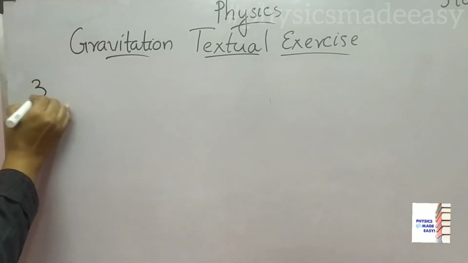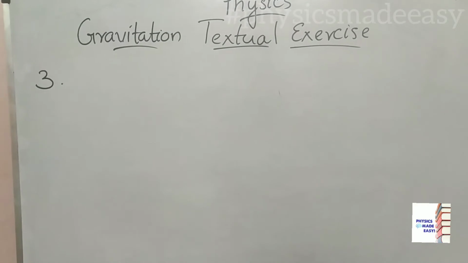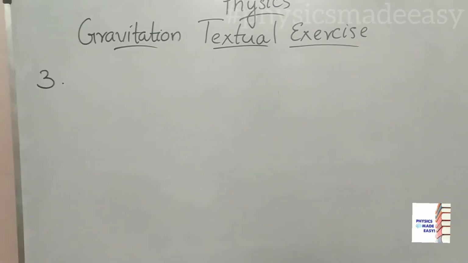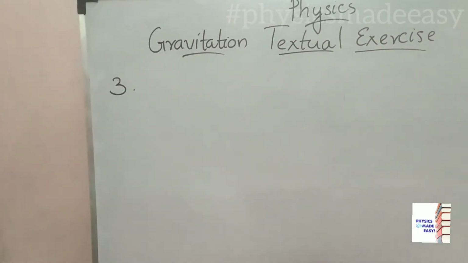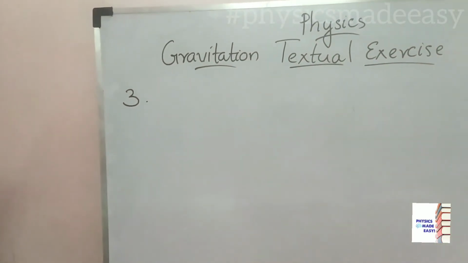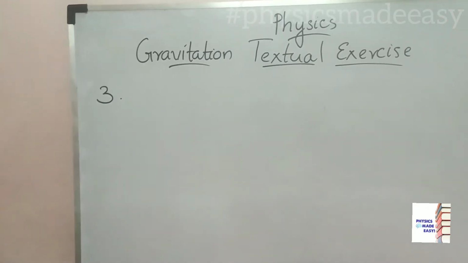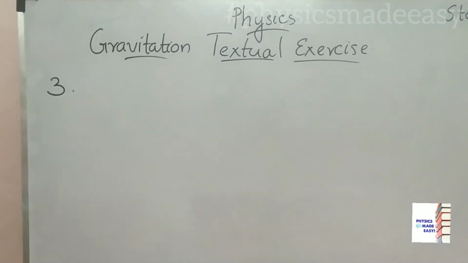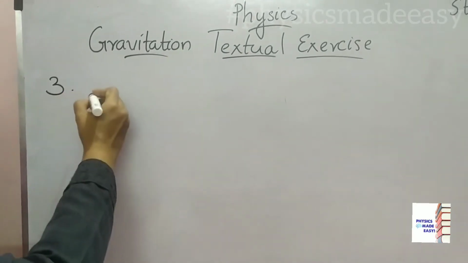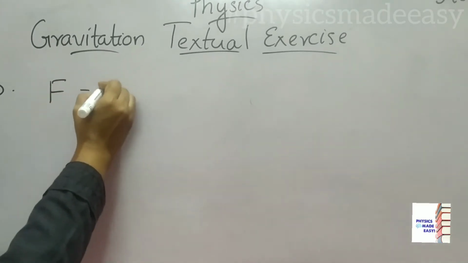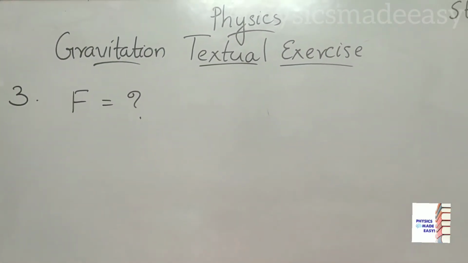Then the next question, question number 3, that is a problem. What is the magnitude of the gravitational force between the earth and a 1 kilogram object on its surface? Mass of the earth is 6 into 10 raised to 24 kilogram and radius of the earth is 6.4 into 10 raised to 6 meter. Here, what is the magnitude of gravitational force? We have to find the force between earth and 1 kilogram object.